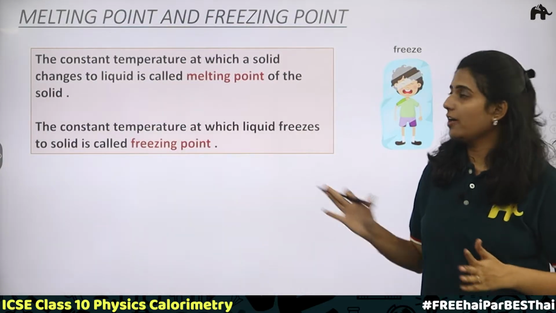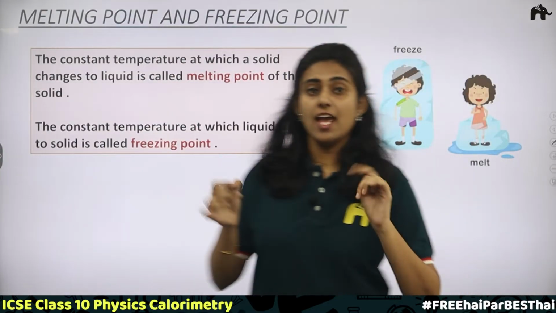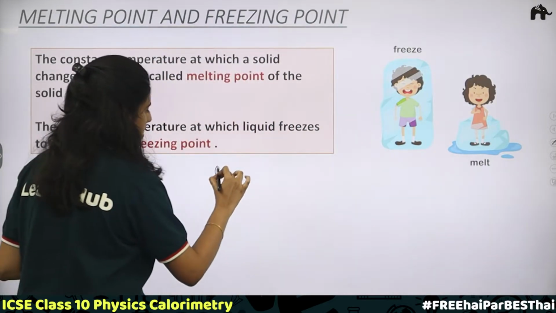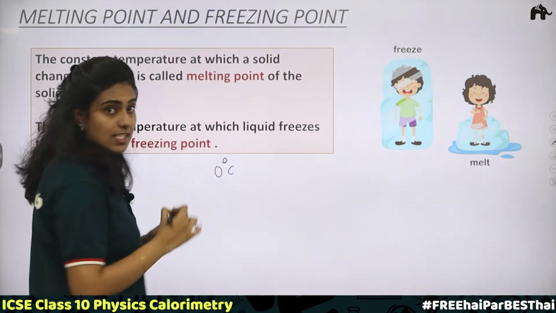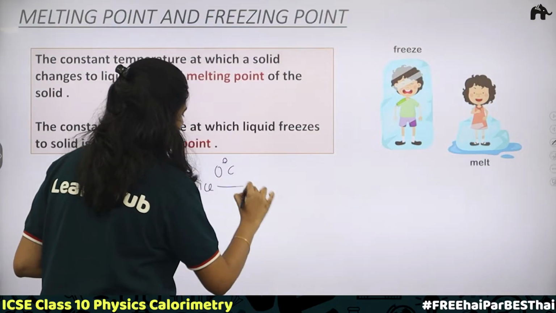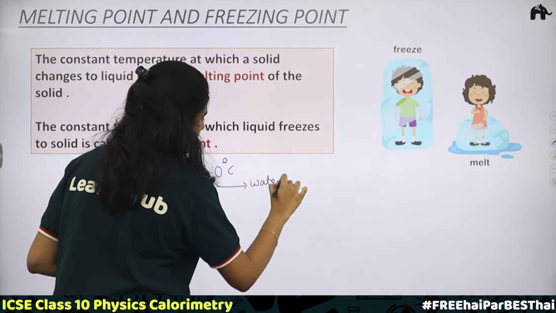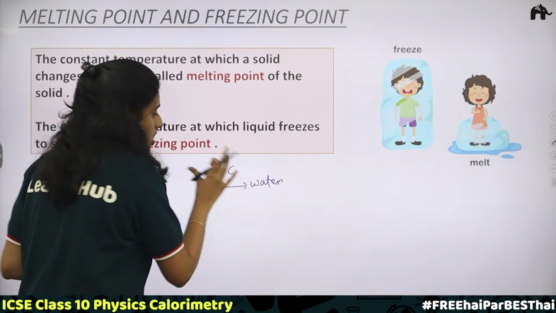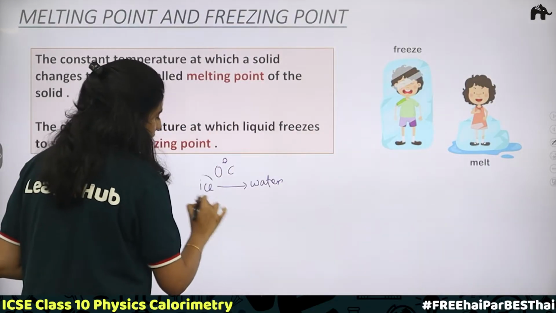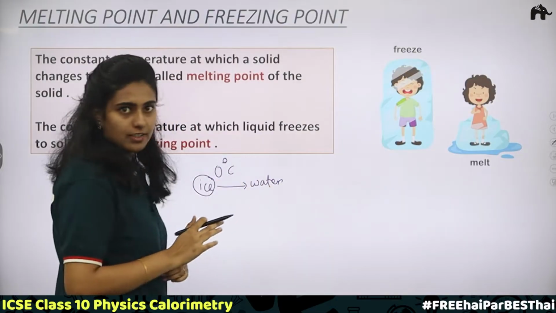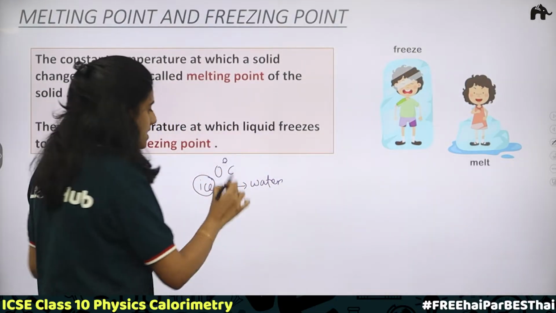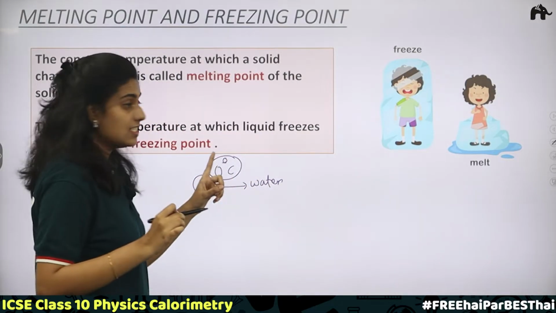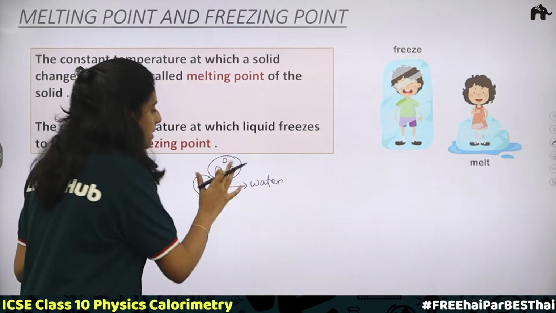Now what is melting point and freezing point? As we have said, at 0 degrees Celsius, what happens? At 0 degrees Celsius, ice gets converted to water. Okay, this is melting. At this particular temperature, temperature does not change unless all the ice gets converted to water. The temperature will remain the same, and this temperature is 0 degrees Celsius. This temperature is called the melting point.